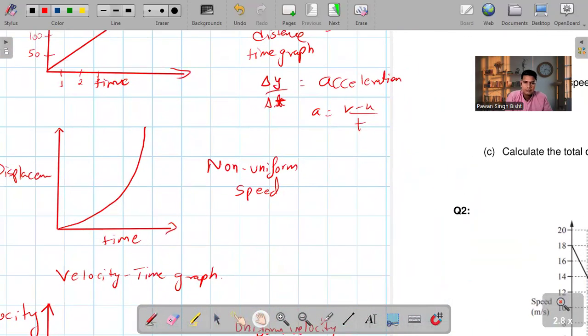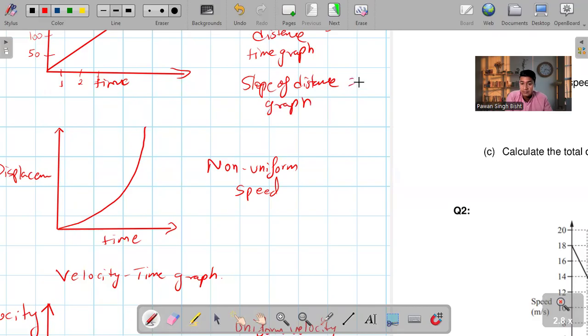Oh, I'm sorry, I made a mistake here. I told you slope of distance time graph gives acceleration, which is wrong. Slope of distance time graph gives velocity. I was thinking velocity and saying acceleration, right? So my mistake, apologies. Slope of distance time graph gives velocity.